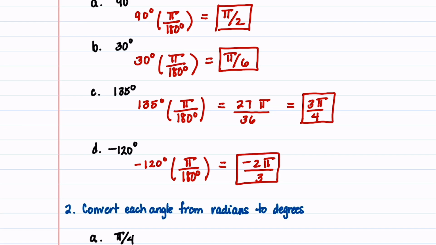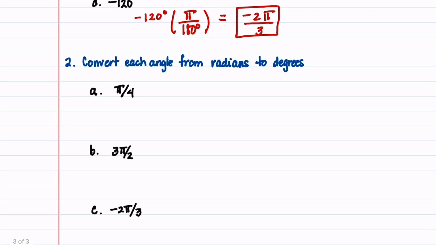For number 2, we're going to convert from radians to degrees. So let's again write down what we need to do. So to convert from radians to degrees, we have to multiply by 180 degrees divided by pi. Okay, so let's do that.